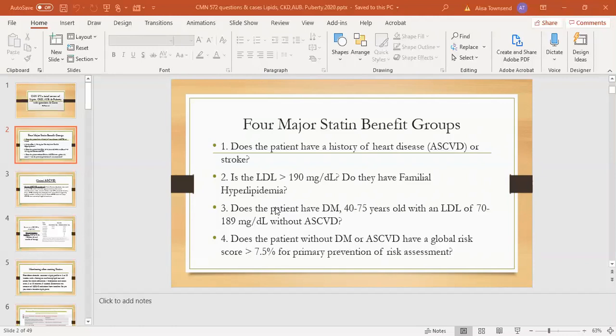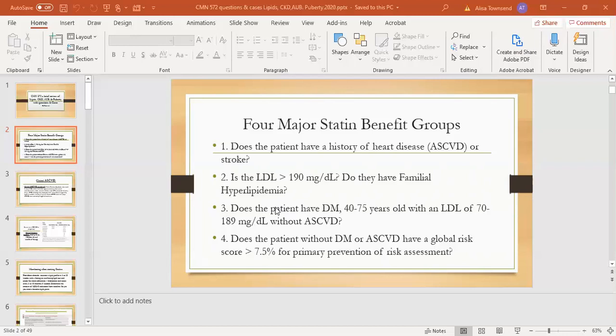If it's 4, then you go to, does the patient without diabetes or ASCVD have a global risk score of greater than 7.5 for primary prevention of risk assessment? Now with this, you're going to consider moderate to high intensity for patients who need LDL lowering, and consider adding a non-statin. You might need to consider a CAC score, a coronary artery calcium score.